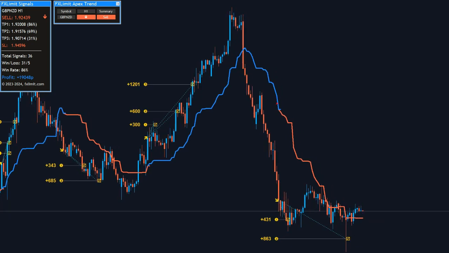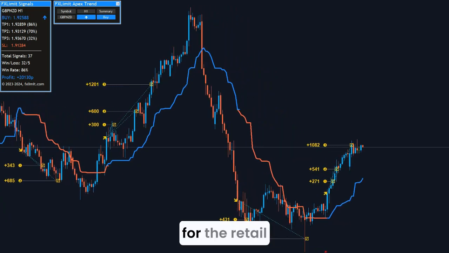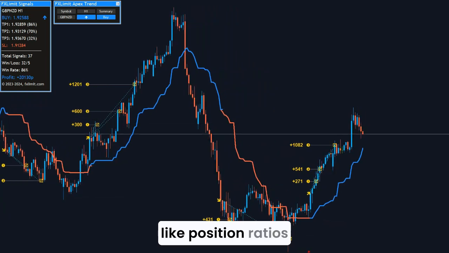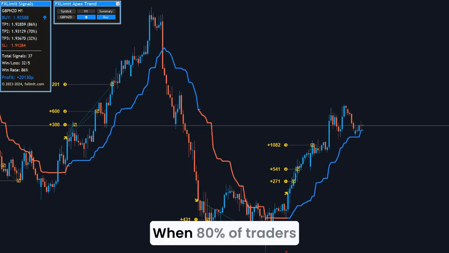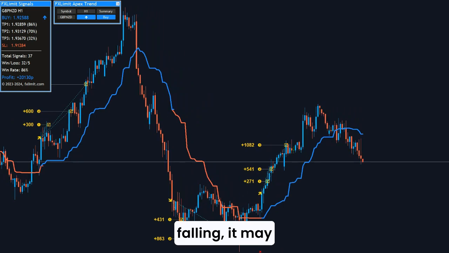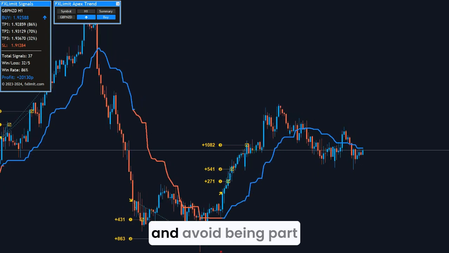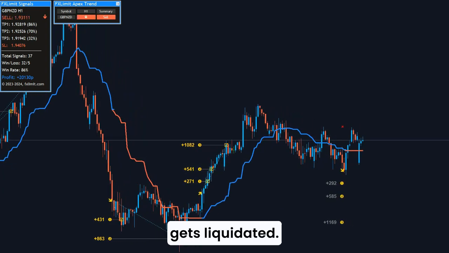feels about it. Finally, we can't ignore sentiment indicators built specifically for the retail trading crowd, like position ratios from brokers. When 80% of traders are long on a pair and price is falling, it may indicate a trap. These tools help you think like a contrarian and avoid being part of the herd that gets liquidated.